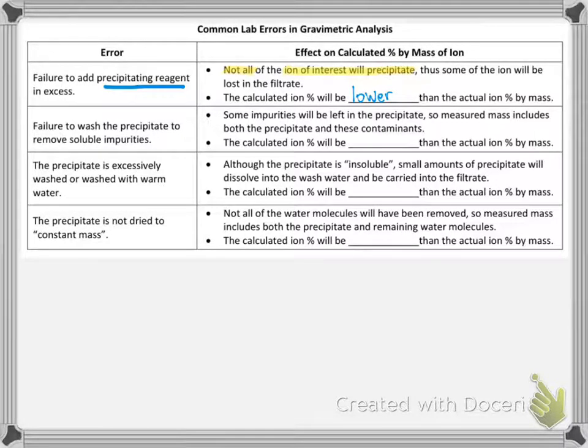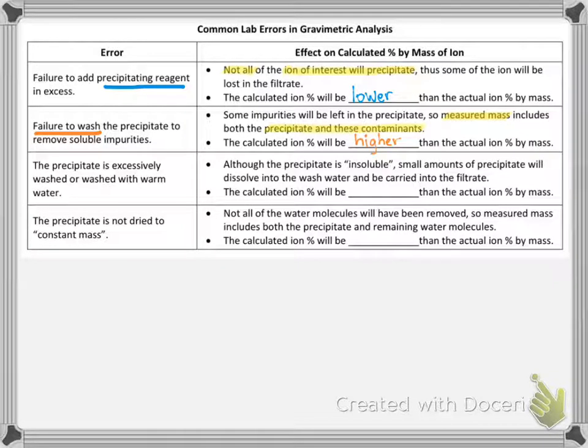Let's say you had a hygiene error, failure to wash the precipitate to remove those soluble impurities. That means some impurities are probably still stuck in the precipitate. So when you measure the mass, it's going to have the precipitate, but it's also going to have extra stuff, so it would weigh more than it should. So when you calculate the percent by mass of your ion, it would be higher than it should be.